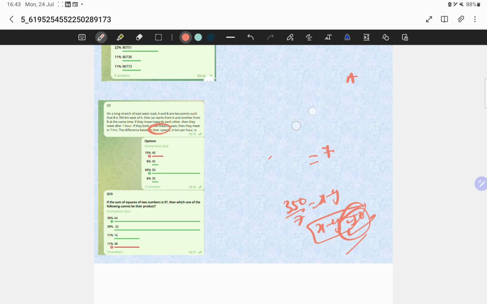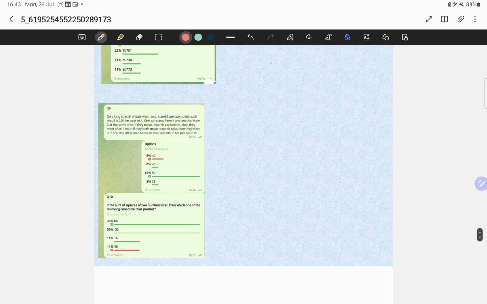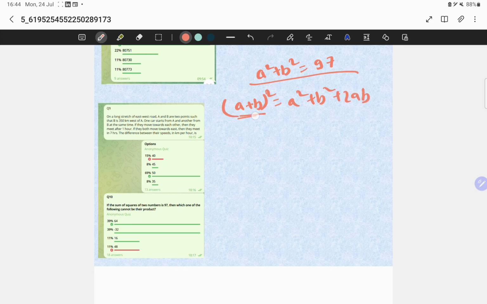Now let's come to this question. Wait, I'll erase all here. If the sum of squares of two numbers is 97, so a square plus b square equals 97, then the following cannot be the product. A very good question, a conceptual question. So (a plus b) whole square equals a square plus b square plus 2ab. So this is basically 97, this is a square plus b square.